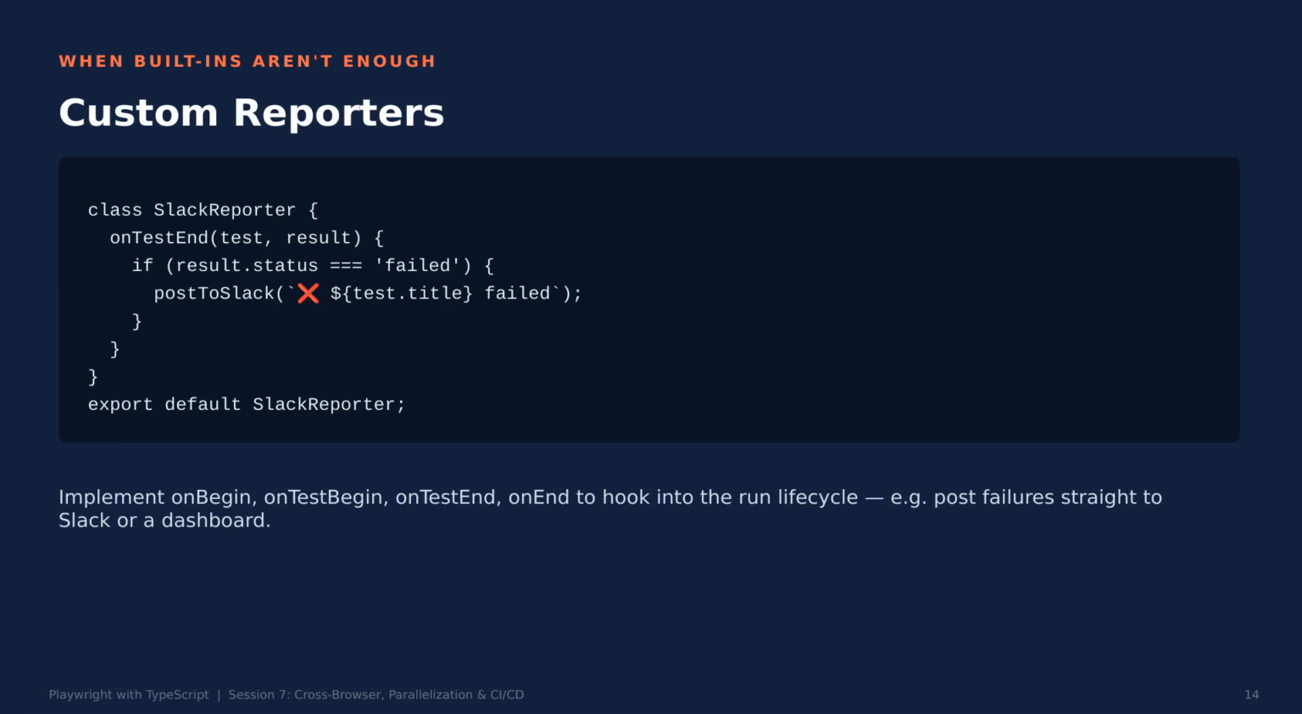Sometimes the built-in reporters genuinely aren't enough and you can write your own. Here's a simple example, a class called SlackReporter with an onTestEnd method. Inside it, if the result status is failed, it posts a message to Slack saying the test failed. You implement lifecycle hooks like onBegin, onTestBegin, onTestEnd, and onEnd to hook into the run's lifecycle at whatever points you actually need. For example, posting failures straight to Slack, or feeding results into an internal dashboard.